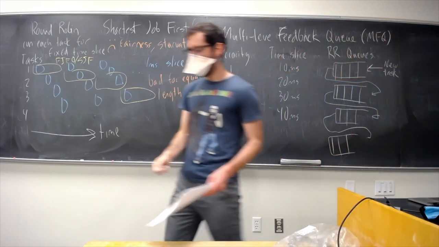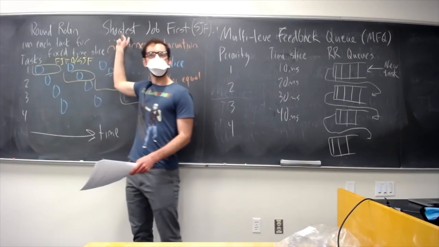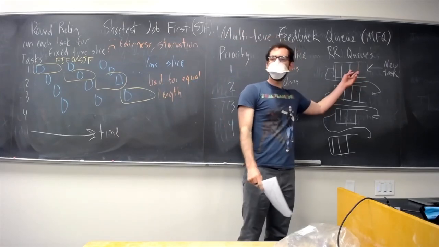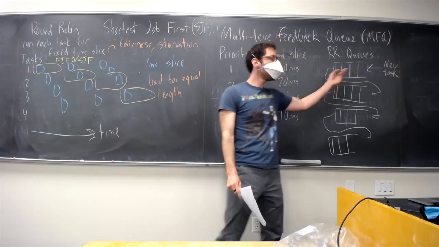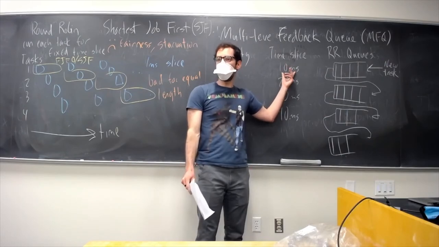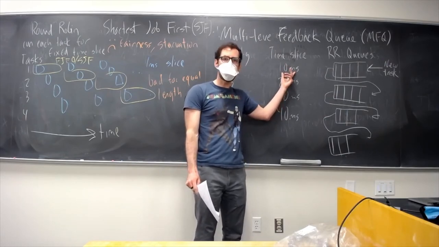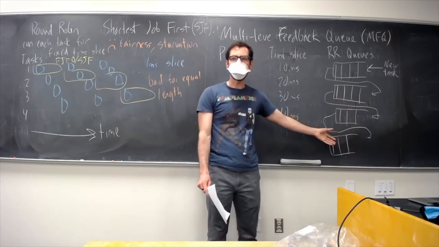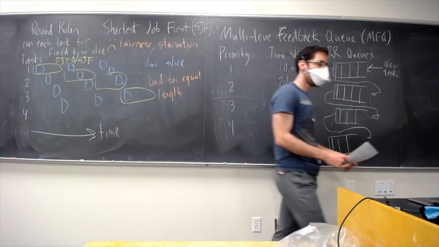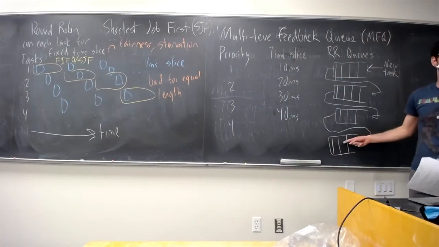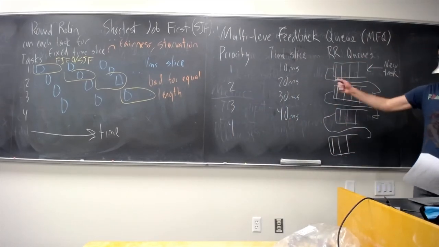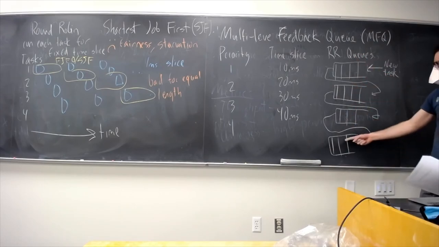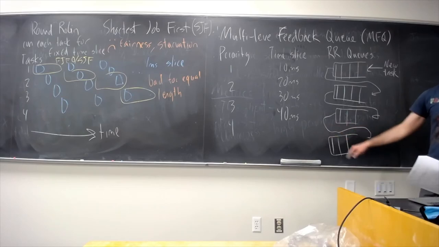And so this actually, in some ways, approximates shortest job first. New tasks come in at this high priority, and they will be run very soon. If they're short, then they'll finish. If they're not short, they'll keep bumping down into lower and lower priorities. Long-running tasks end up at the bottom, and we just run them when there aren't any shorter tasks yet to run, and our long-running tasks get rotated through in a round-robin way.